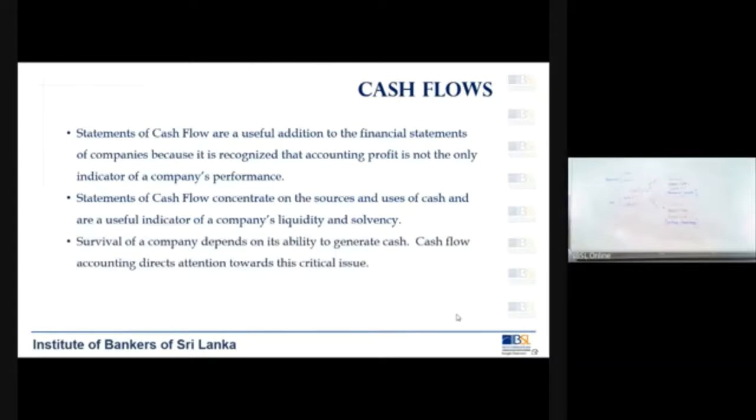So the survival of a company depends on its ability to generate cash. Okay, so how we say that the company can survive or last for long depends on the capability of this company to generate cash. Now just imagine, we are under a pandemic situation, and you might have already heard there are so many companies who are already struggling.